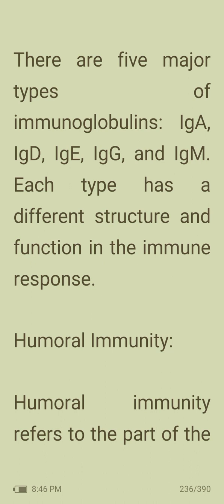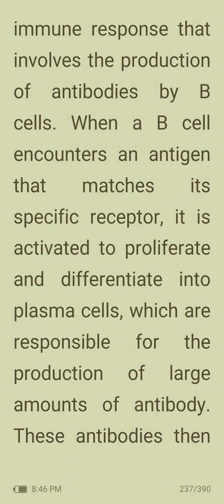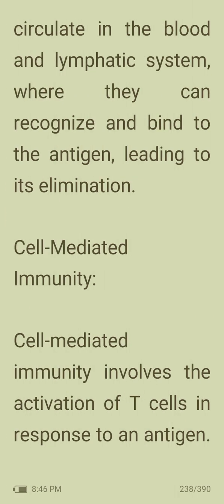Next, humoral immunity. Humoral immunity refers to the part of the immune response that involves the production of antibodies by B cells. When a B cell encounters an antigen that matches its specific receptor, it is activated to proliferate and differentiate into plasma cells, which are responsible for the production of large amounts of antibody. These antibodies then circulate in the blood and lymphatic system where they can recognize and bind to the antigen, leading to its elimination.